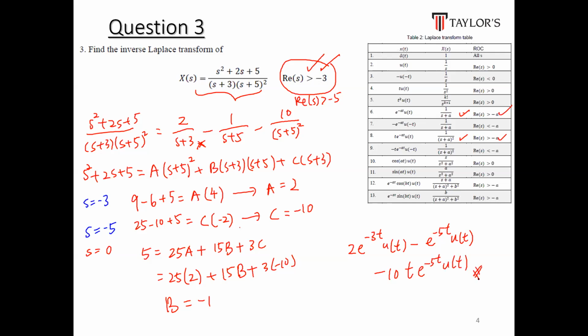All right, all these three added together. So 2e^(-3t), you can factorize the u(t) out since all the u(t) are the same. So it becomes, I write in blue color here, 2e^(-3t) minus e^(-5t) minus 10t e^(-5t), and then everything multiplied by u(t). All right, you can also leave that as the final answer. It's more neat in this case.